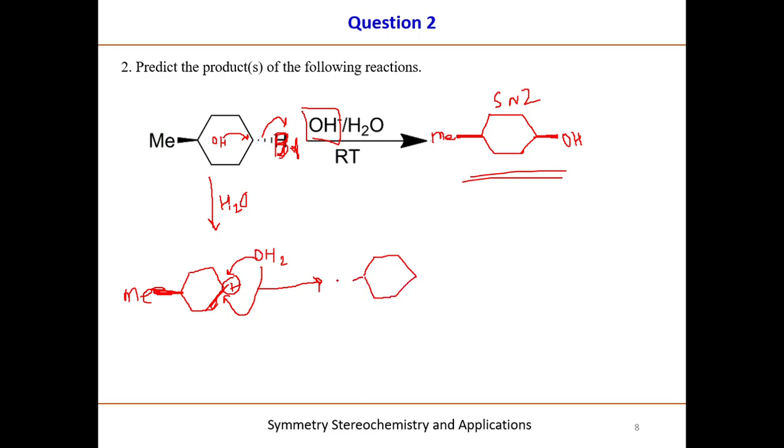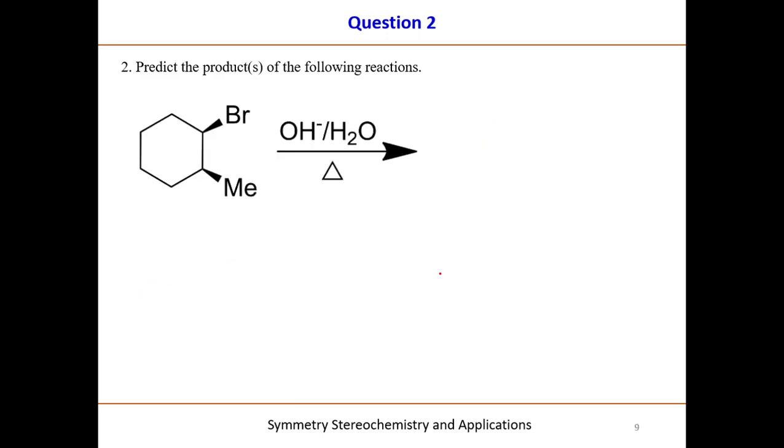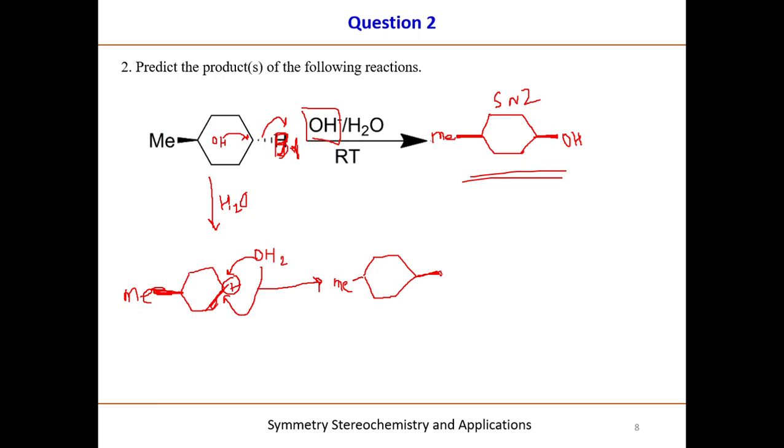One with the stereochemistry upside, OH on the front side, and the second possibility is with OH below the plane. OH will go below the plane, correct? Methyl group. So these two products are possible with the SN1 pathway.